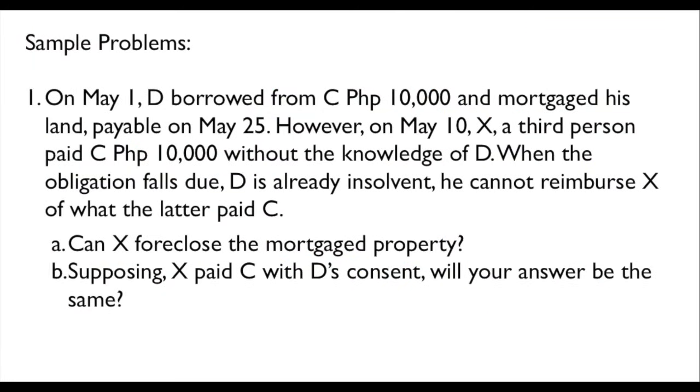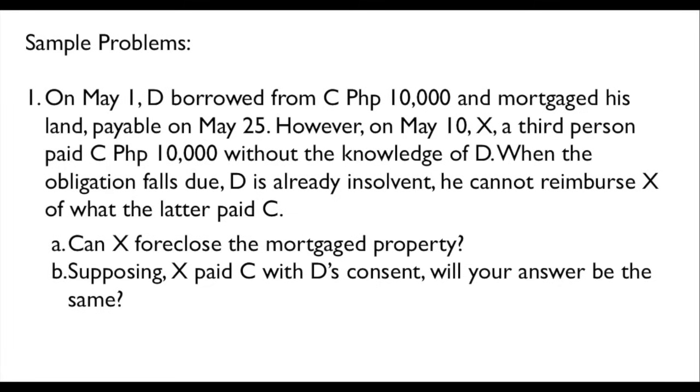Here, let's try some problems. Try to answer while reading. I have prepared some problems. Here. On May 1, D borrowed from C 10,000 pesos and mortgaged his land, payable on May 25. However, on May 10, X, a third person, paid C 10,000 pesos without the knowledge of D. When the obligation falls due, D is already insolvent. He cannot reimburse X of what the latter paid C. So, question, can X foreclose the mortgaged property? And second question, supposing X paid C with D's consent, will your answer be the same?